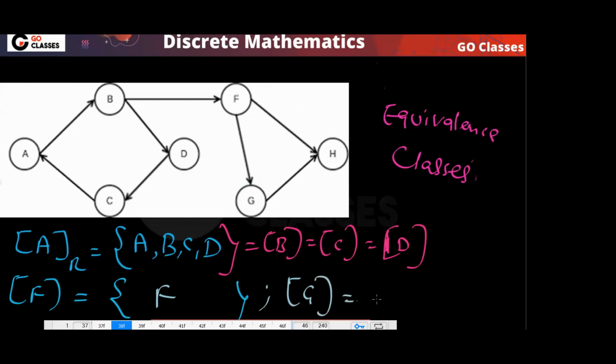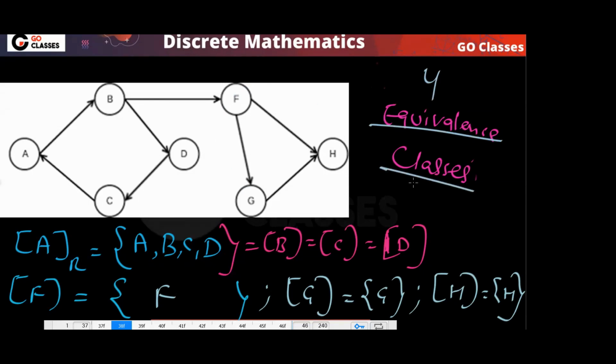What is the equivalence class of G? The equivalence class of G is G itself. And what is the equivalence class of H? That is H only. So in this, you can notice we have 4 equivalence classes. How many? 4 equivalence classes we have. Okay, every equivalence class.